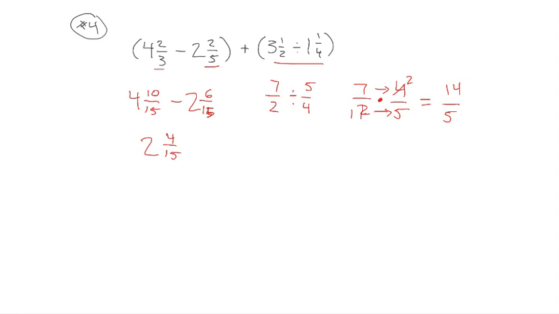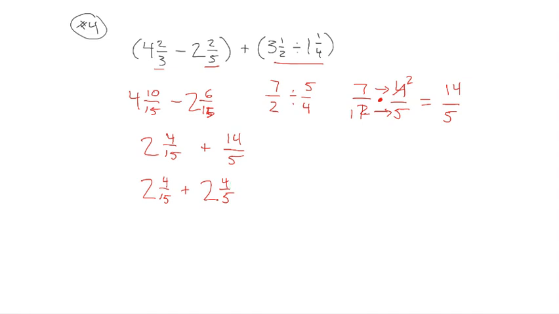So we have 14 fifths, 2 and 4 15ths, plus 14 fifths. Now, we can add mixed numbers, so I'm going to just turn this back into a mixed number. So this one stays the same, 2 and 4 15ths, plus 5. There are 2 5s in 14, plus 4 left over, so that's 2 and 4/5.